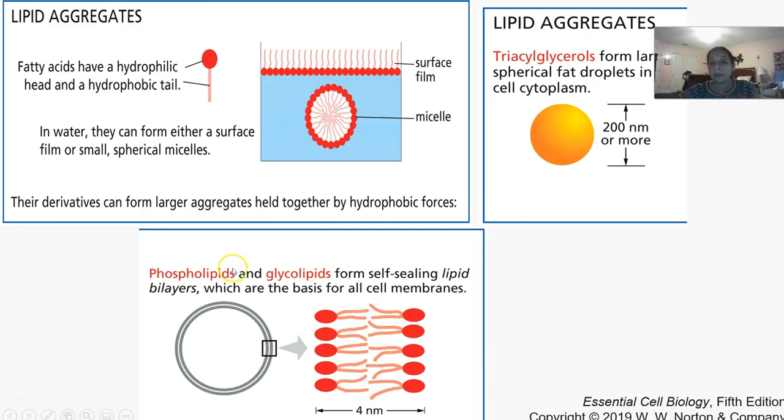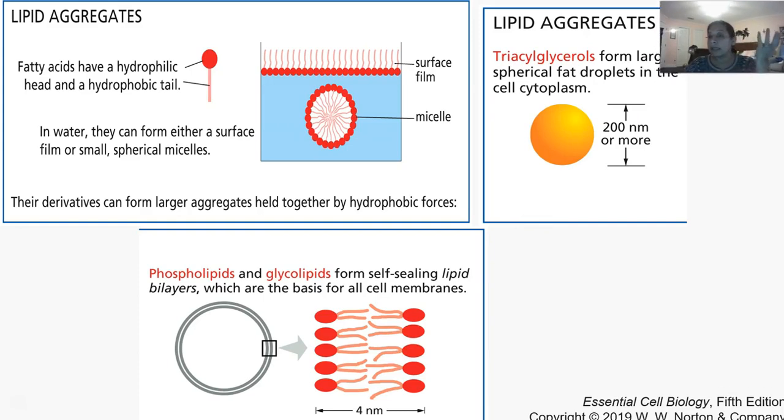So phospholipids and glycolipids form self-sealing lipid bilayers, and these are what we call our lipid membranes. These are the membranes that make up the outer part of the cell, as well as the nuclear membrane and a lot of other structures inside. These lipid aggregates, like I said, will form spontaneously if they're put in an aqueous environment. Triacylglycerols, for example, will form large spherical fat droplets in the cell or the cytoplasm, and you can actually identify them when they're inside the cell.